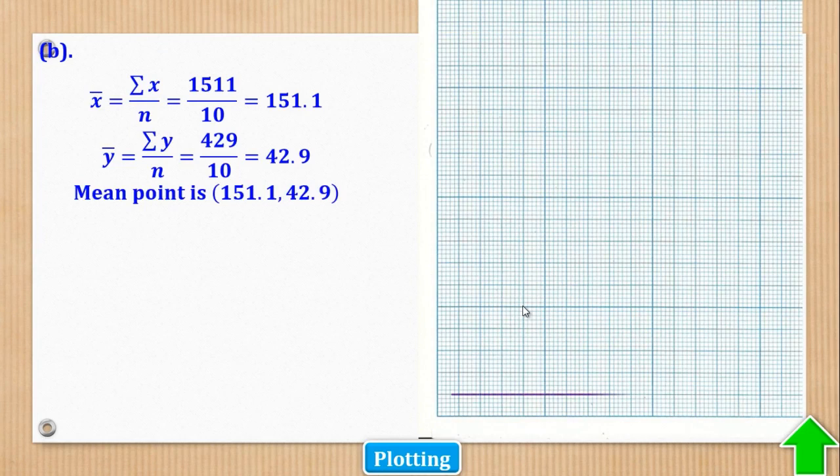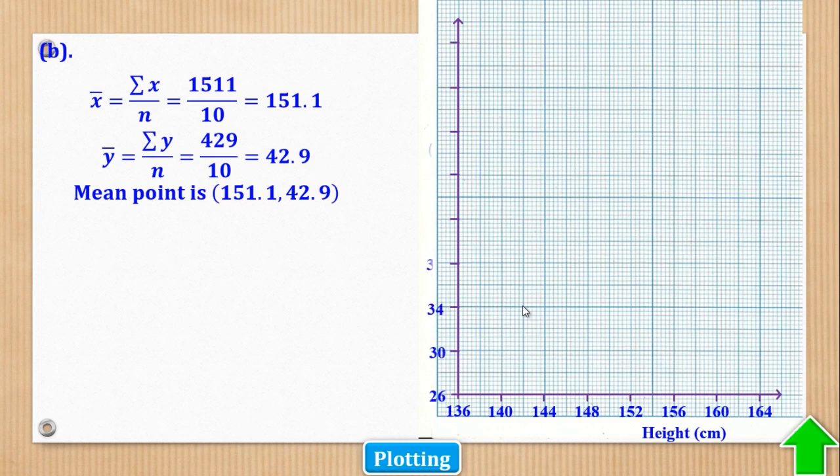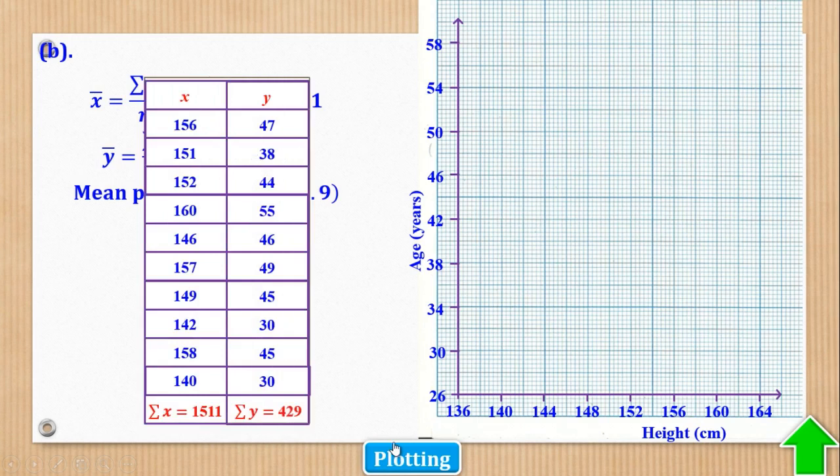Draw the horizontal axis using a long ruler and the vertical axis using a long ruler. Get a horizontal scale and label the horizontal axis. Do the same for the vertical: get the scale and label the vertical axis. The next is to plot.